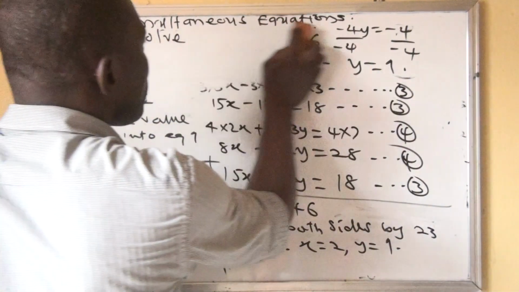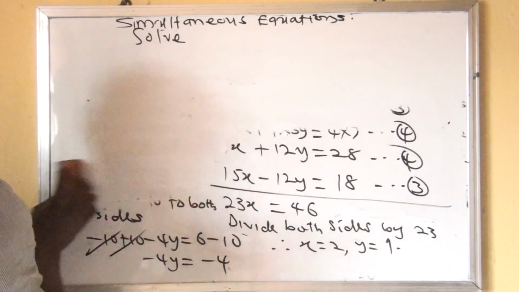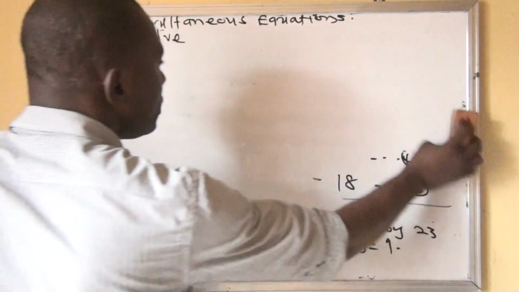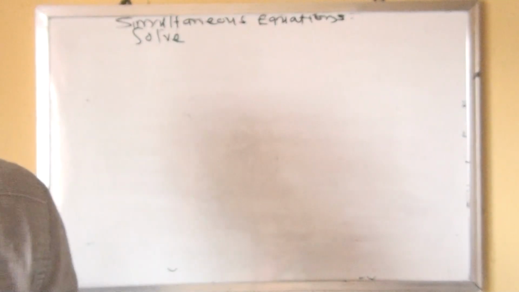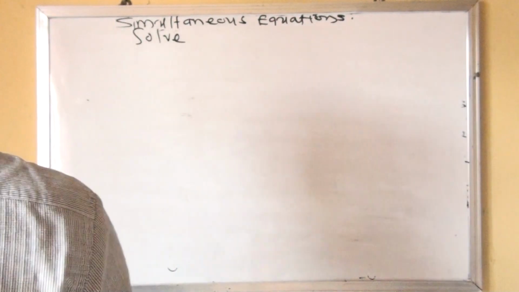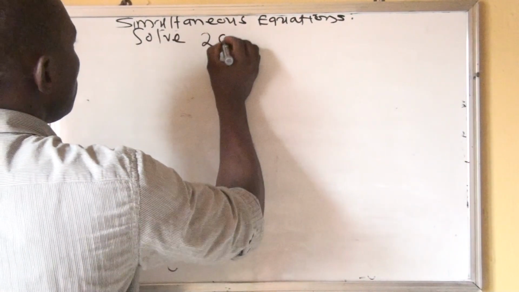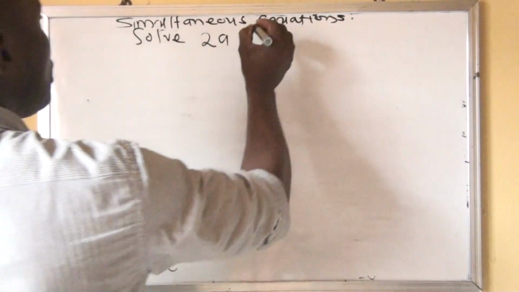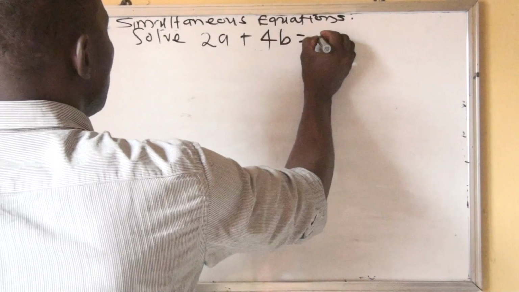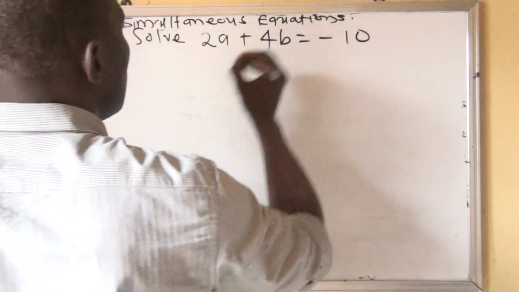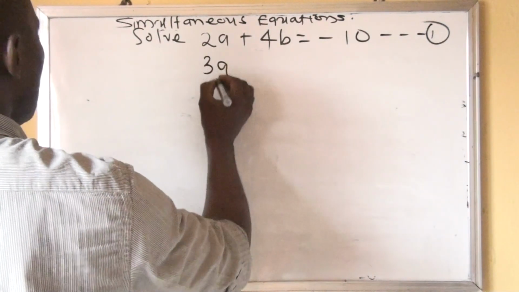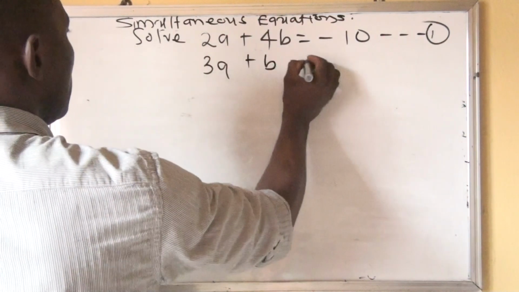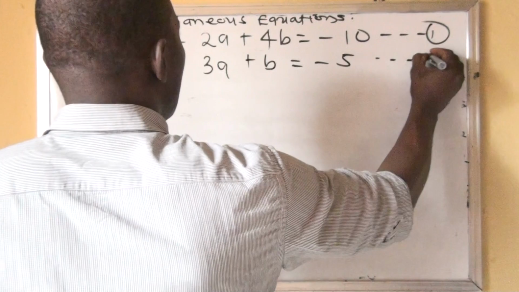Okay, now let's look at another example on how to solve using the elimination method. Okay, another equation here. Let's look at this. If we have, solve 2a plus 4b is equal to minus 10 as our equation 1. And here we also have another equation, 3a plus b is equal to minus 5 as our equation 2.